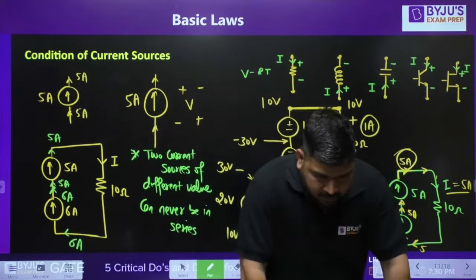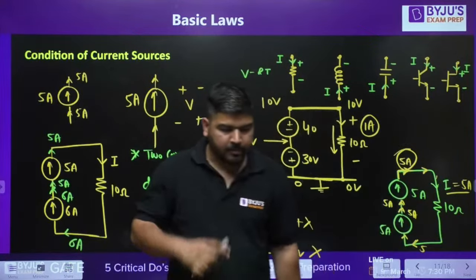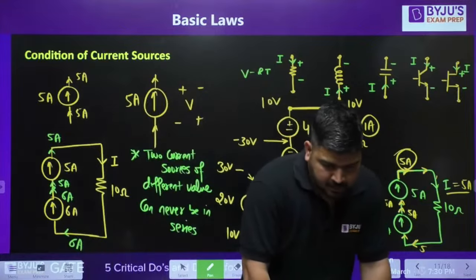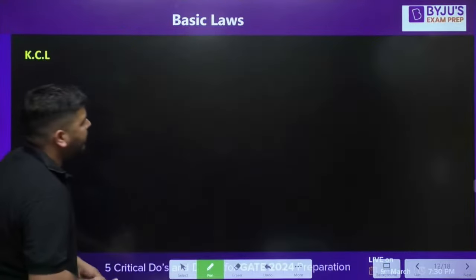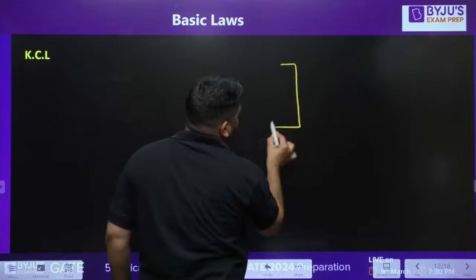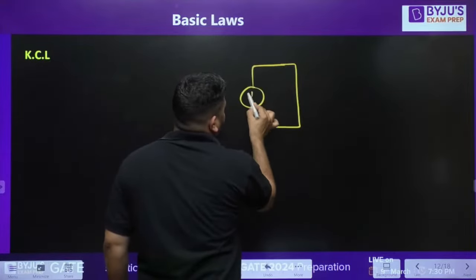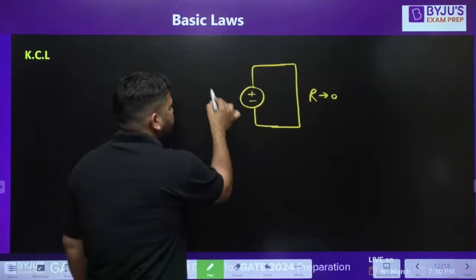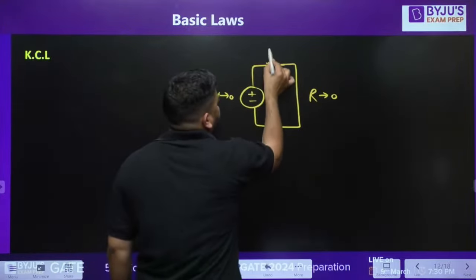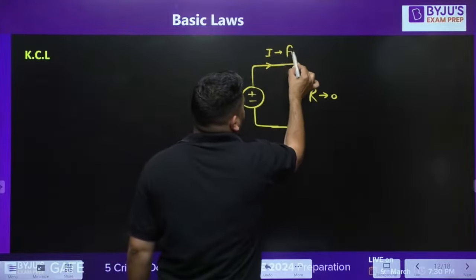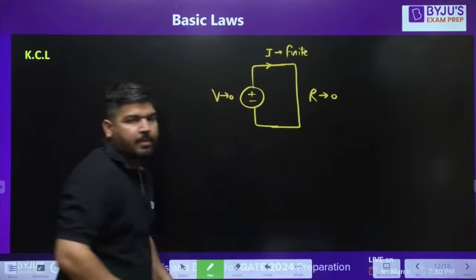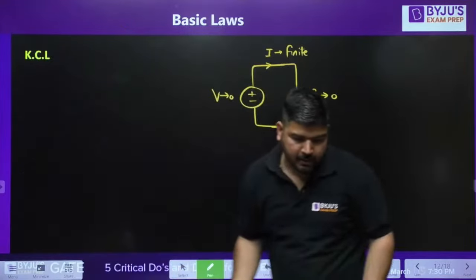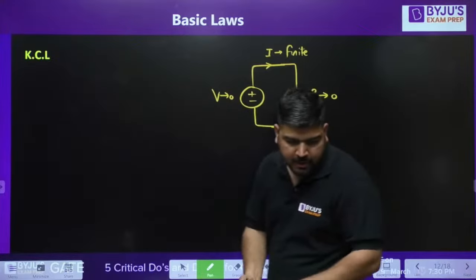Both V and R being 0 will make it finite, right sir? That's why the current will become finite, right Pradyuman? Okay. You are saying that in this situation, R cannot be 0. R should approach 0. If R approaches 0, then V should also approach 0 to get finite current. That's my answer. I hope it is clear.